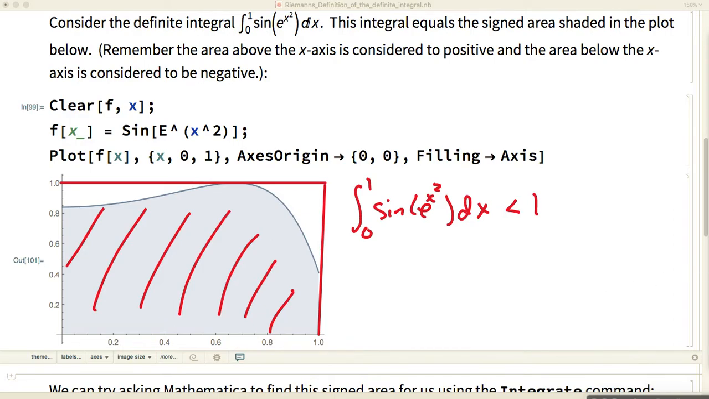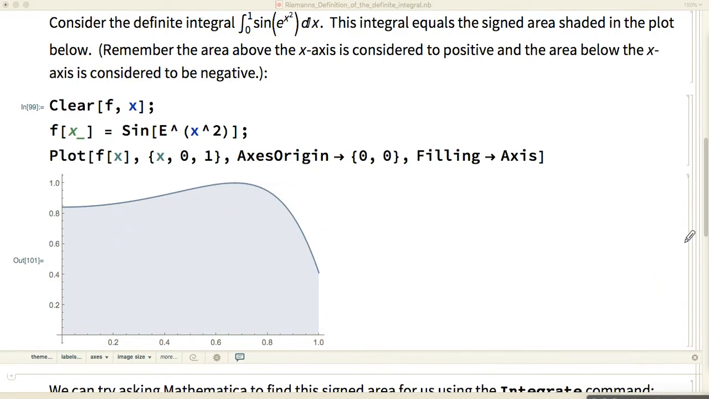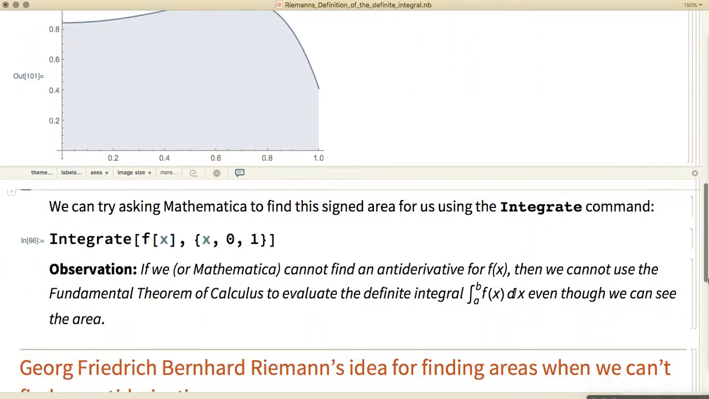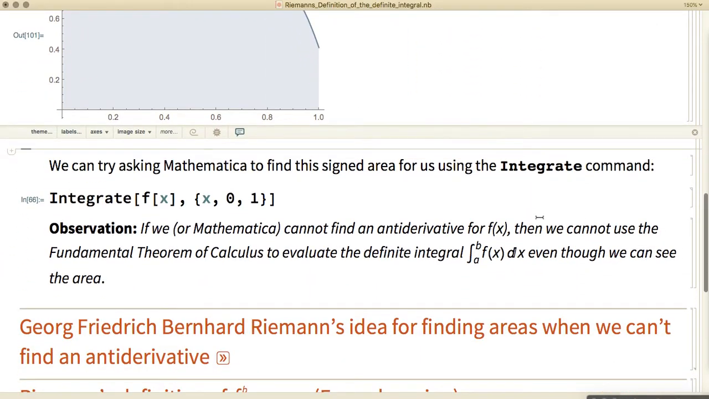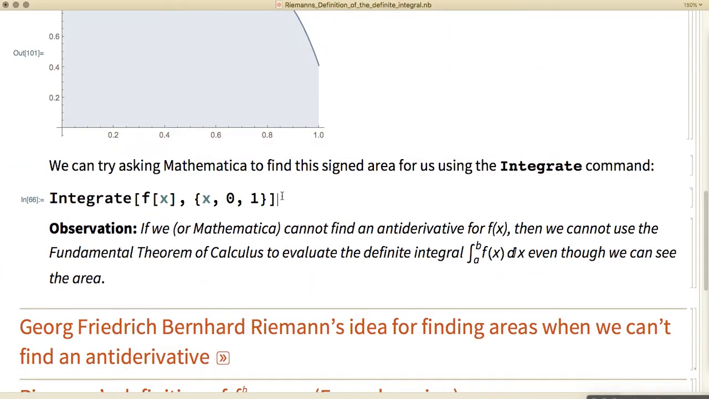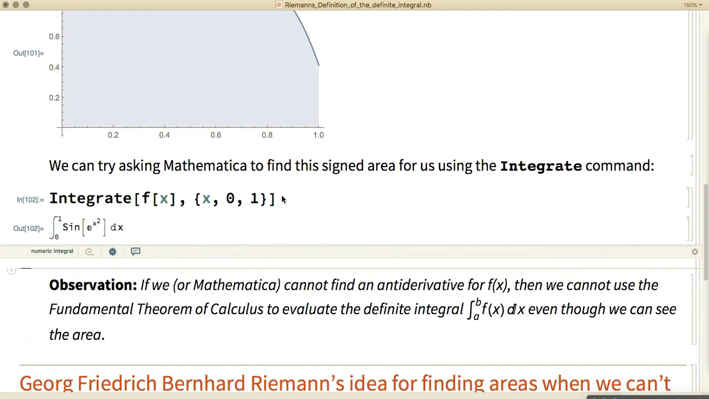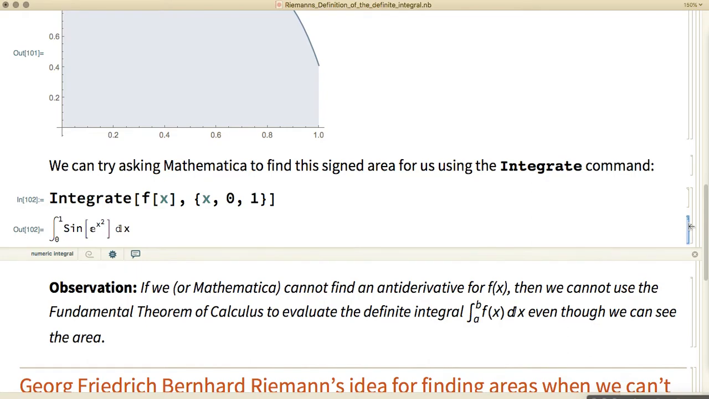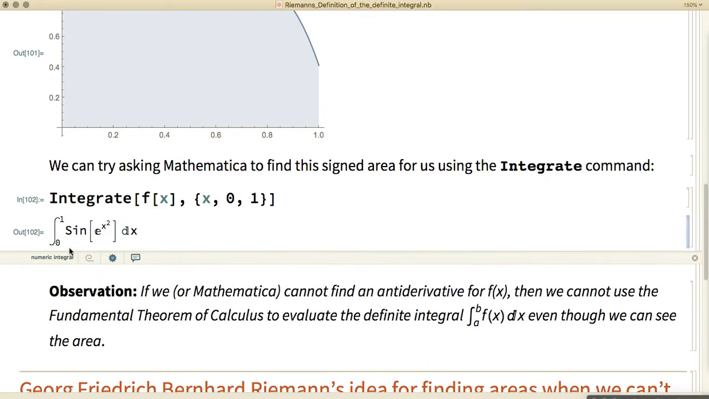It looks like a nice number. Well, we can ask Mathematica if Mathematica knows. So we'll use Mathematica's integrate command. Unfortunately, let's look at the answer. What Mathematica spits right back out at us is the integral between 0 and 1 of the sine of e to the x squared. In other words, Mathematica doesn't have an antiderivative for this function either.